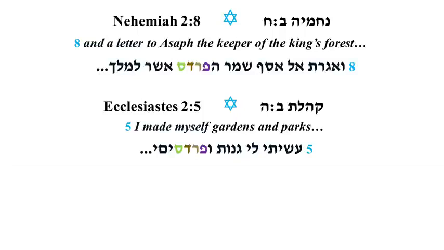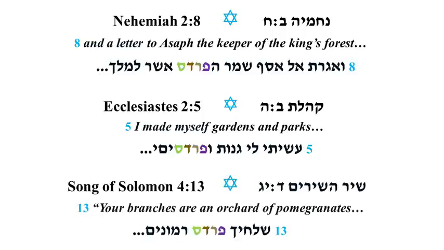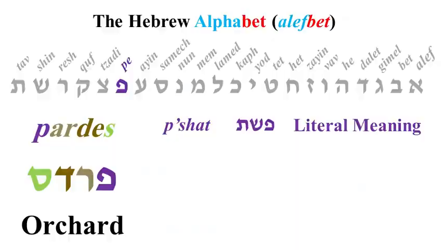It's translated as parks. In the Song of Solomon 4:13, your branches are an orchard of pomegranates. There's the word Pardes, meaning orchard. So it all has this orchard, garden, park, forest theme. Okay? And those 4 letters that spell Pardes, they represent 4 ways of interpreting a particular scripture.